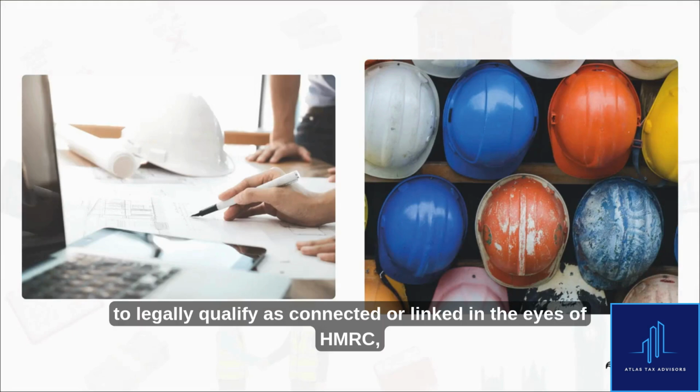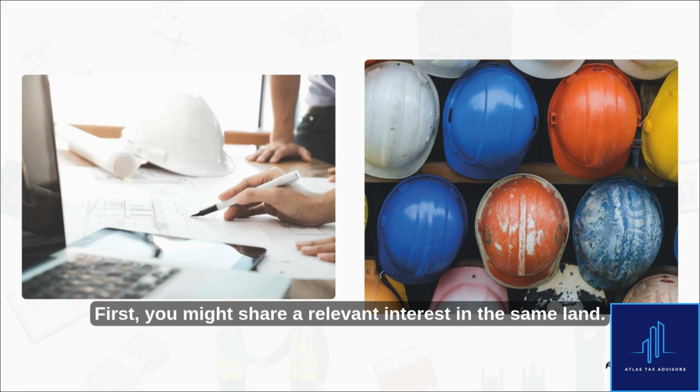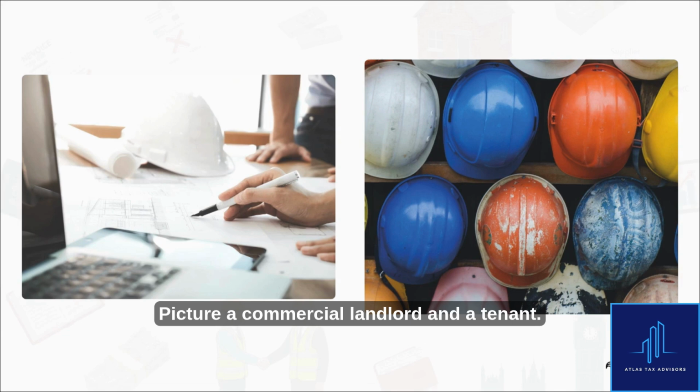But to legally qualify as connected or linked in the eyes of HMRC, you have to pass one of two statutory tests. First, you might share a relevant interest in the same land. Picture a commercial landlord and a tenant.